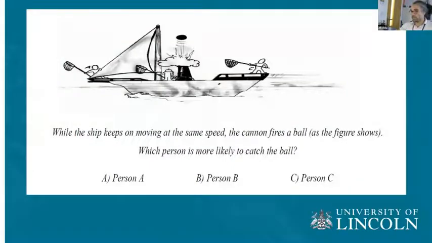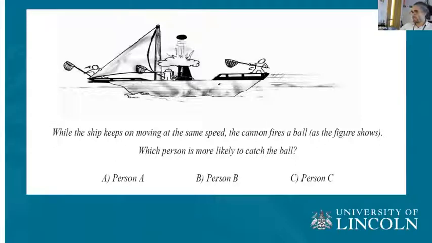And here's another one. Perhaps some of you may be familiar with it. That's an example discussing the dialogues of Galileo with his students, and he was having those dialogues to explain how motion differs depending upon the reference frame. The ship is moving, as you look at your screen, to the left. The cannonball fires the ball. Which of the three persons is more likely to catch the ball?